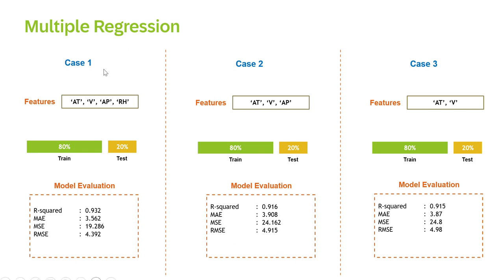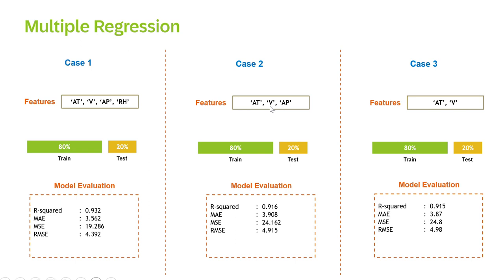The model evaluation, the model performance was really good. The coefficient of determination R squared came as 0.932, which is pretty good. The mean absolute error is 3.562. Mean square error is 19.286. Root mean square error is 4.392, which is pretty good.